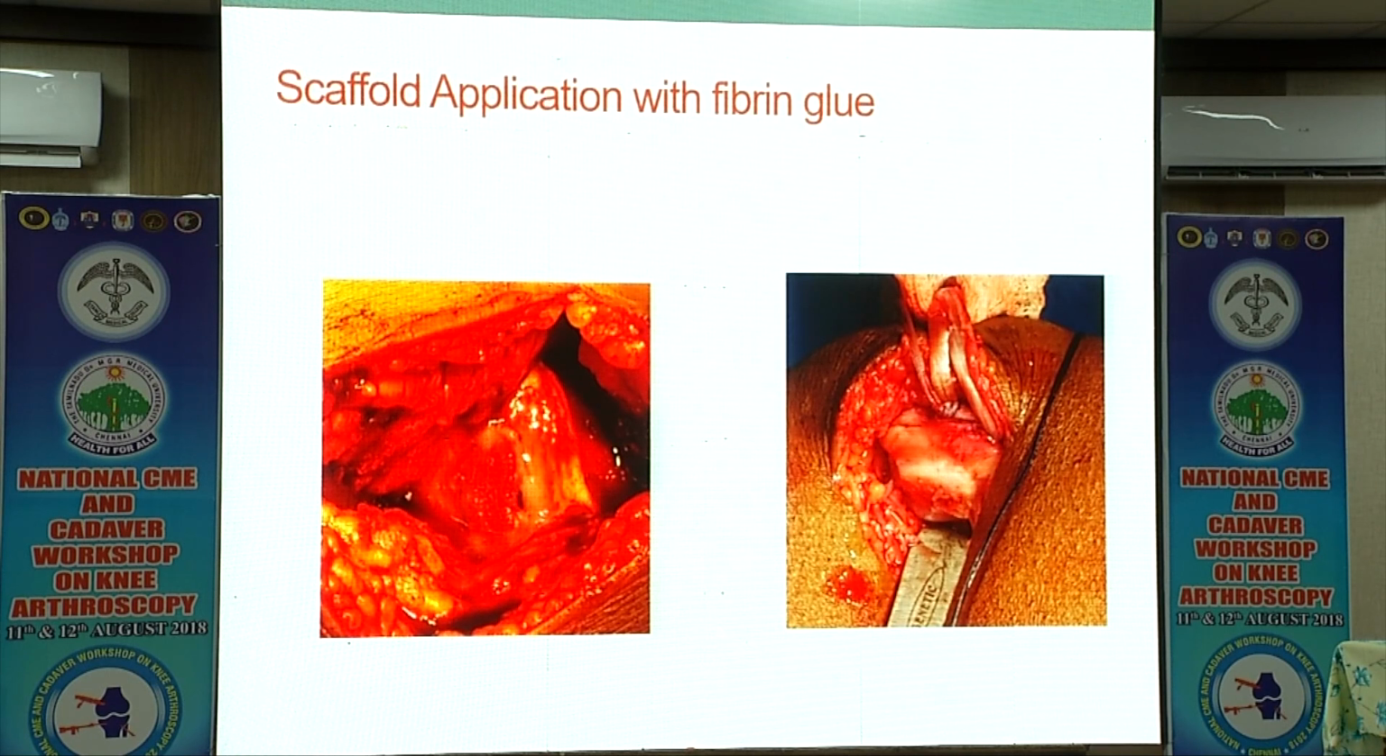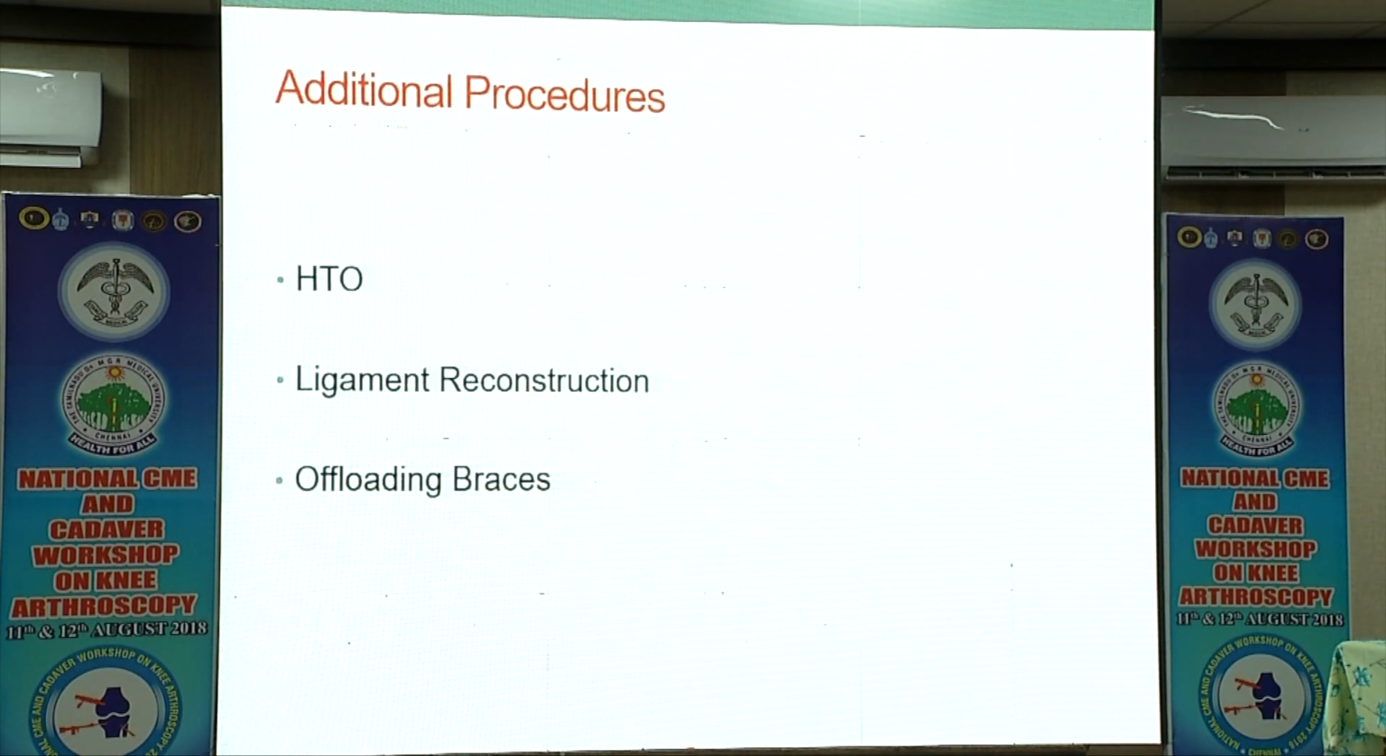Once that is done, the scaffold is prepared and applied with the fibrin glue stuck to the cartilage defect. For the patellar dislocation case, I have reconstructed the MPFL with the gracilis graft. So additional procedures have to be considered, particularly when you have a malalignment. You should not ignore the malalignment and do the cartilage regeneration technique, otherwise it's going to fail miserably.